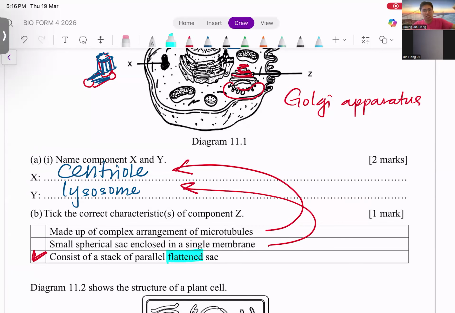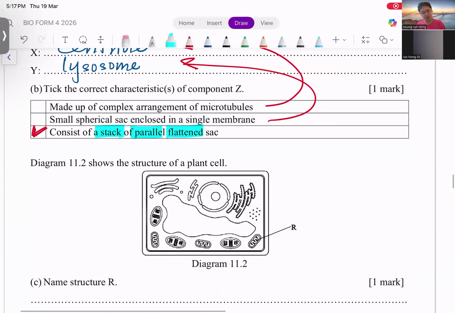它是扁扁长长的. You also see that 它是像一个 Wi-Fi 这样. It looks like a Wi-Fi symbol because it's parallel. It is parallel. And yes, there's a lot of them. There's a stack of them. 一贴 Wi-Fi symbol. Okay, cool.